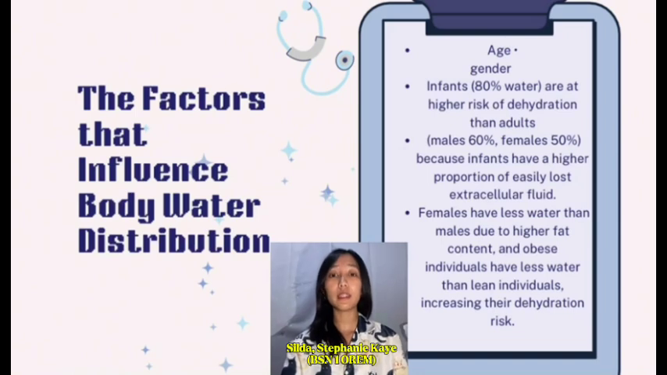gender. Infants, 80% water, are at higher risk of dehydration than adults. Males, 60%, females, 50%, because infants have a higher proportion of easily lost extracellular fluid. Females have less water than males due to higher fat content, and obese individuals have less water than lean individuals, increasing their dehydration risk.